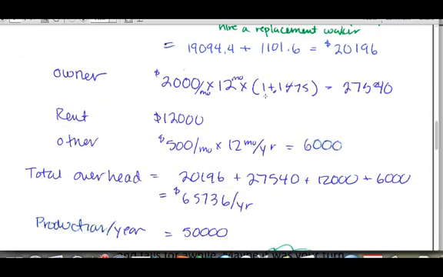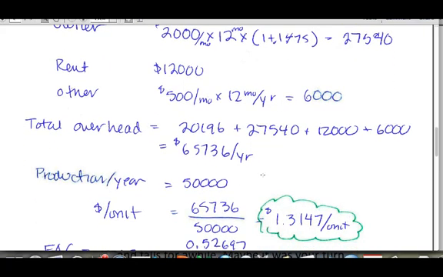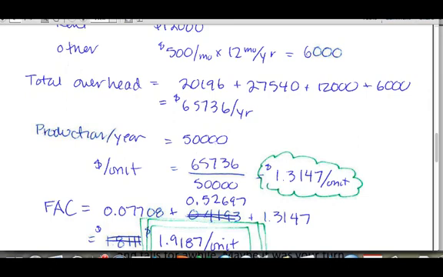The owner, we're assuming that he works inside the office, so we're using this lower rate for workers' comp. $2,000 a month times 12 months is this. The rent is just $12,000 a year, and then other is $6,000 a year. So I add all those values up, and then I look at the production rate. It says it's $50,000 per unit per year. So then I just completely allocate all of this overhead over each of the units.